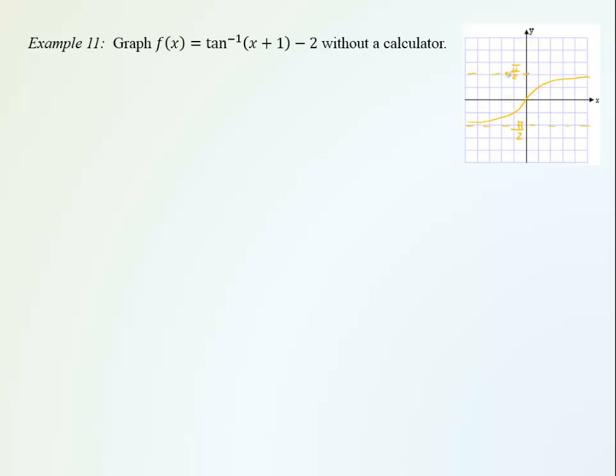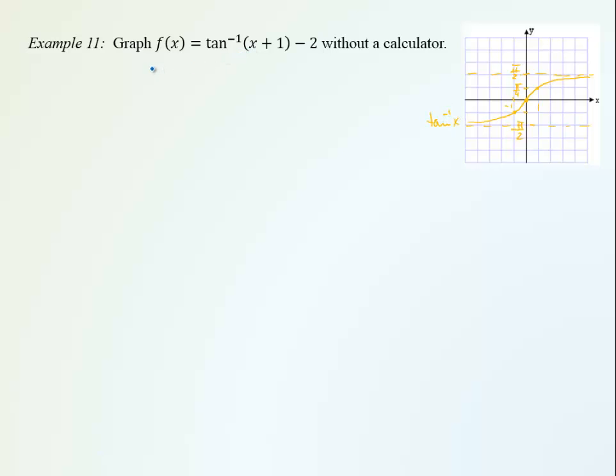We have asymptotes here. It comes through (0, 0), (1, pi/4), and (-1, -pi/4). So these 3 points are kept. Great, that's the basic arctangent function.